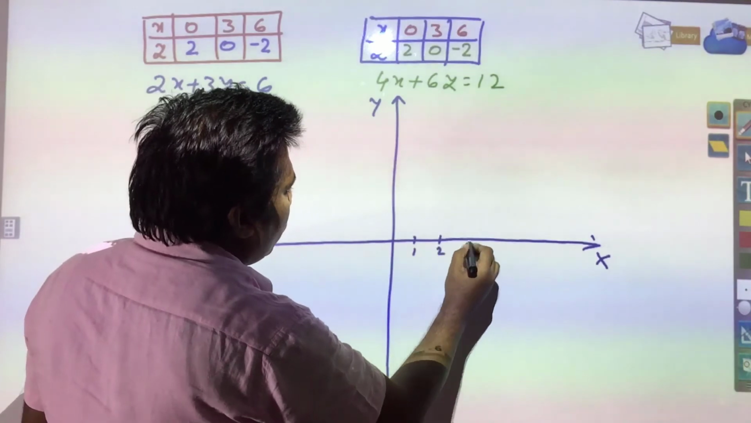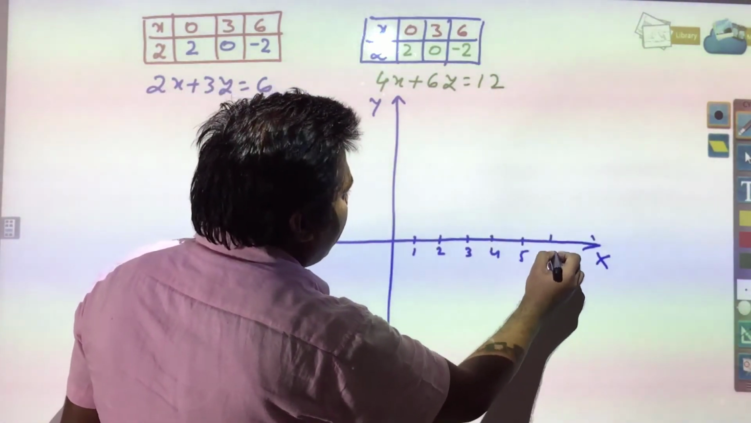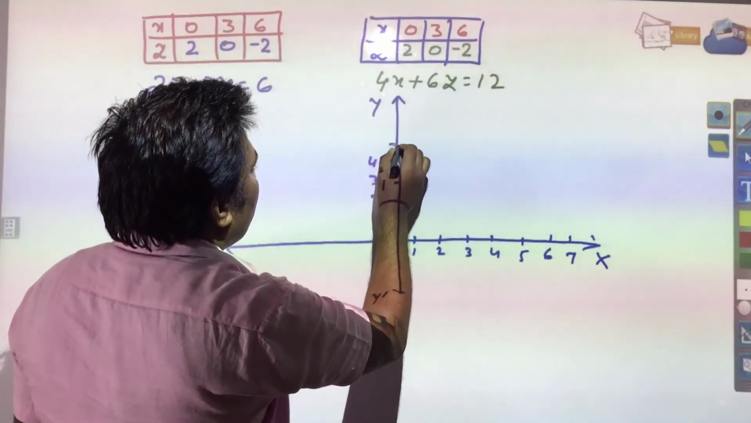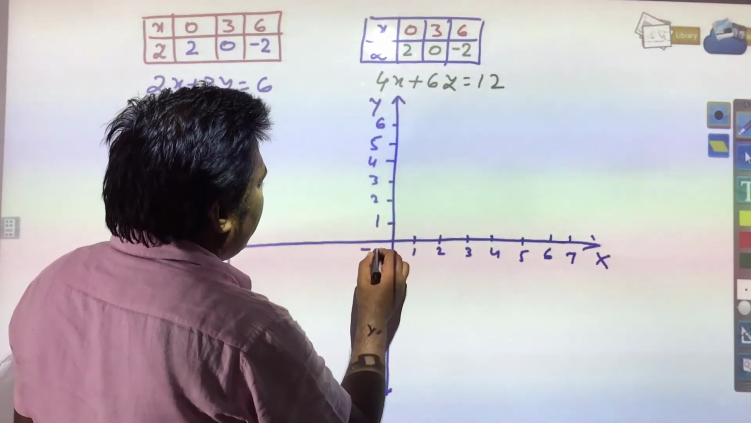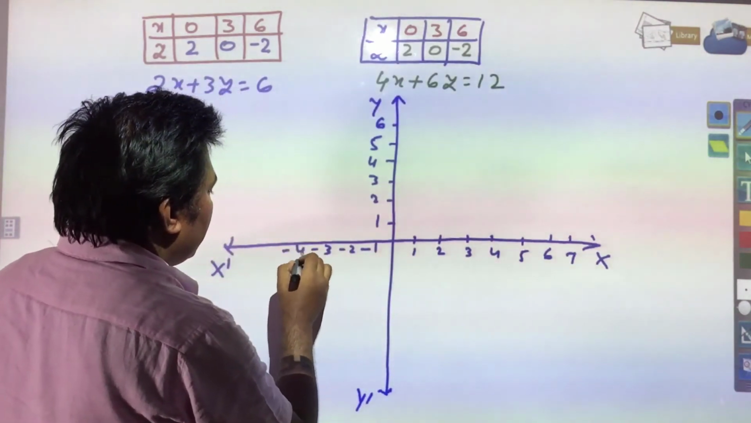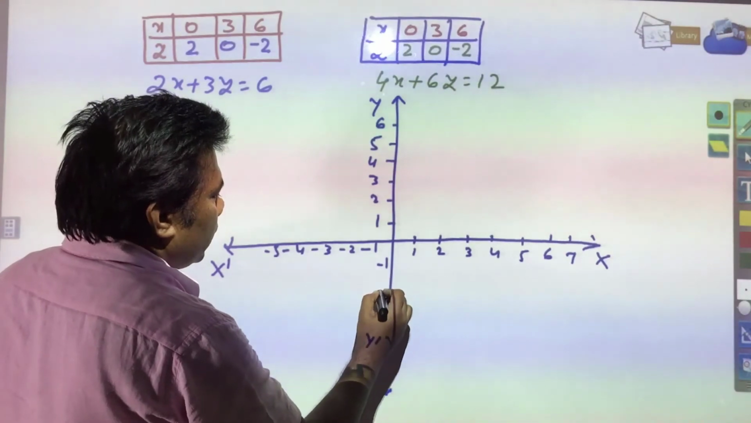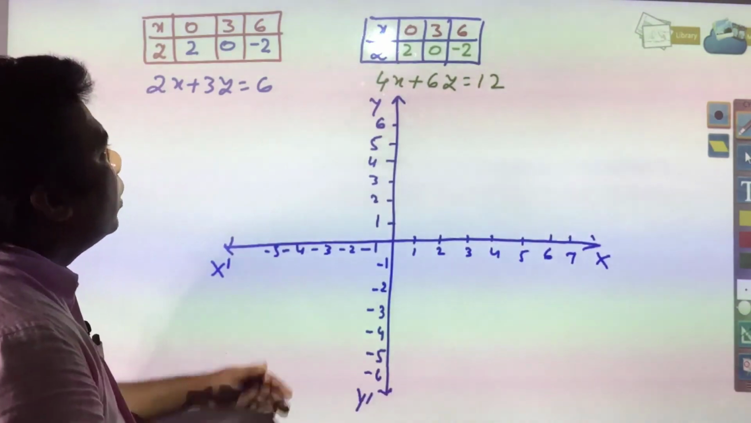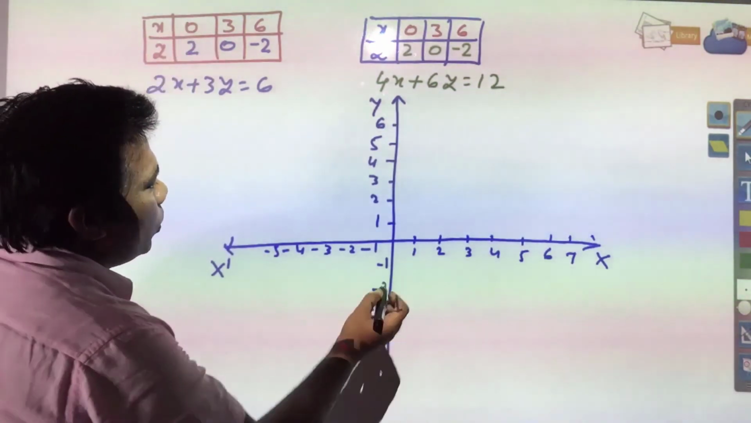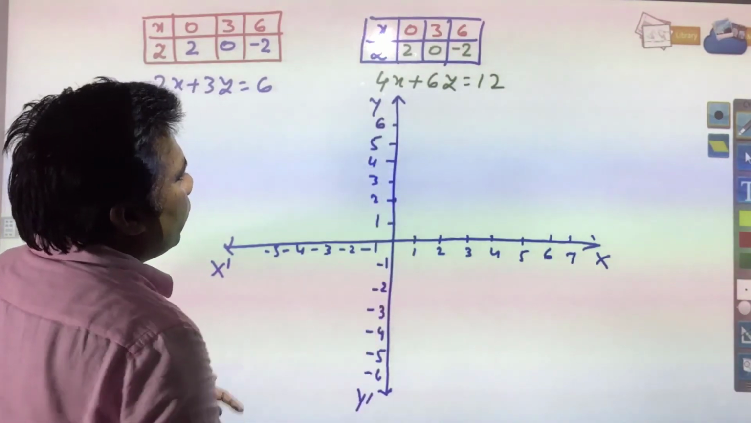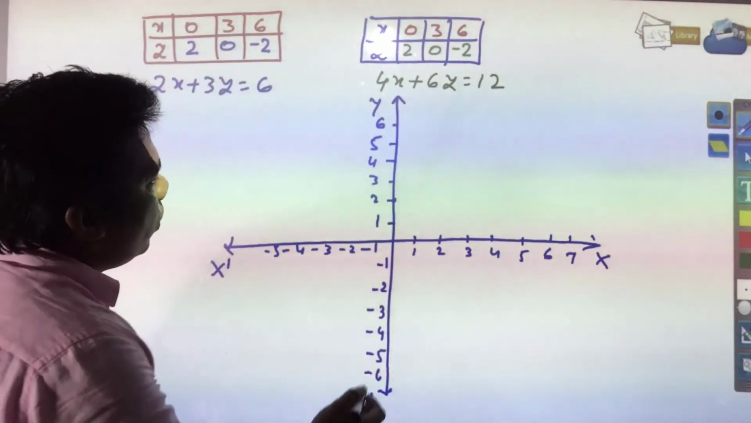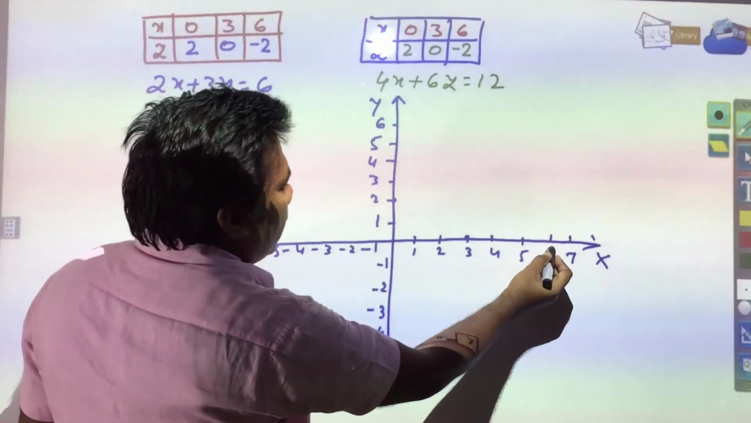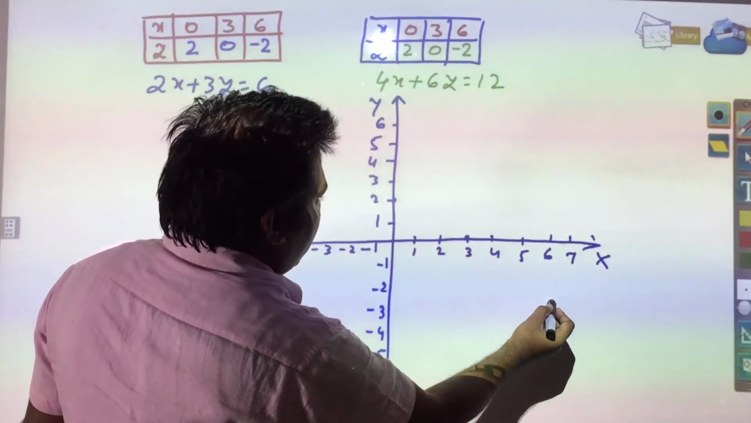Now, 1, 2, 3, 4, 5, 6, 7 and so on, and 1, 2, 3, 4, 5, 6 and so on, then minus 1, minus 2, minus 3, minus 4, minus 5. In the same way, minus 1, minus 2, minus 3, minus 4, minus 5 and minus 6 and so on. Here you have 0 and 2, so this point you will have. Then 3 and 0, this point you will have. And 6 and minus 2 over here you will have.